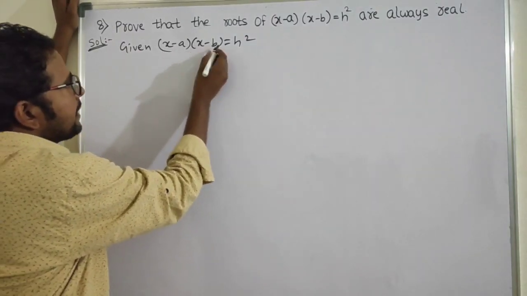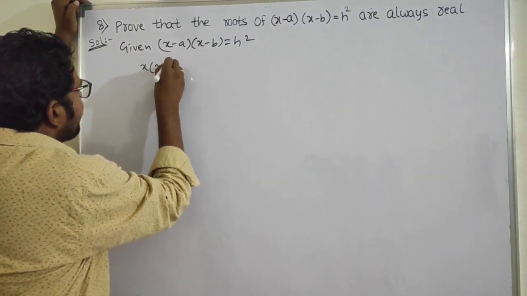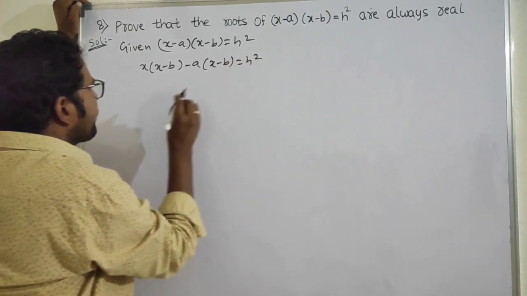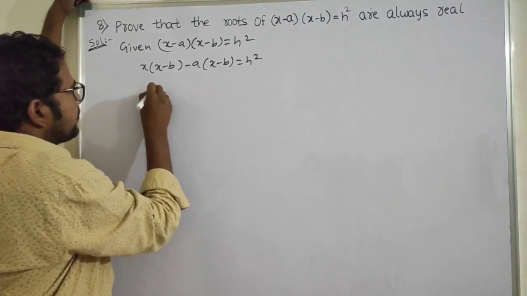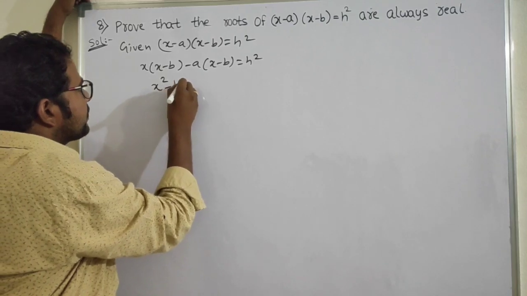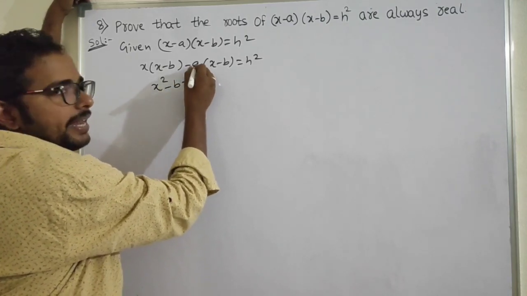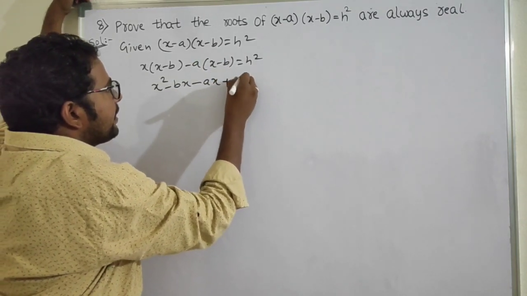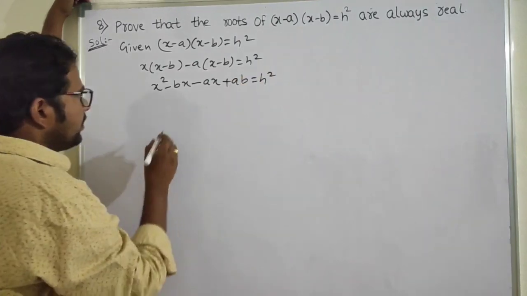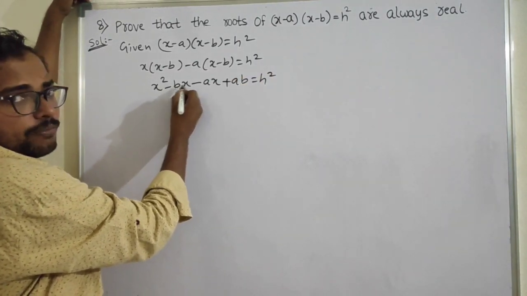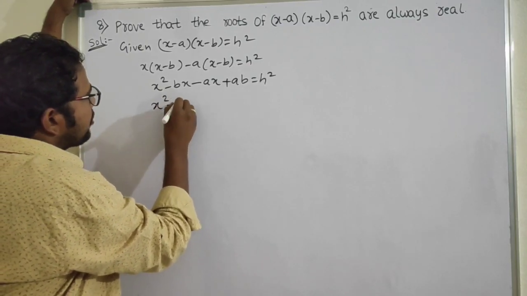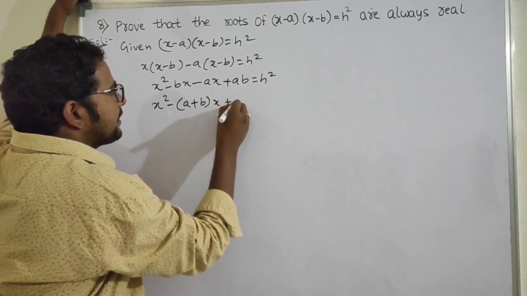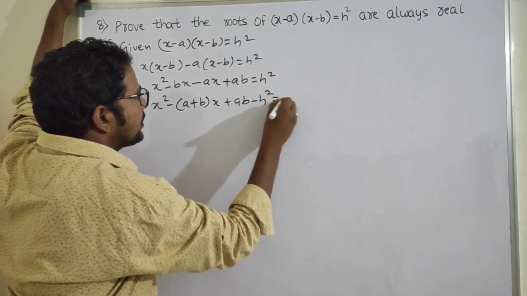So multiply x with (x minus b): x into (x minus b) minus a into (x minus b) equals h square. That gives x square minus bx minus ax plus ab equals h square. Now take out minus x common. So x square minus (a plus b) into x plus ab minus h square equals 0.